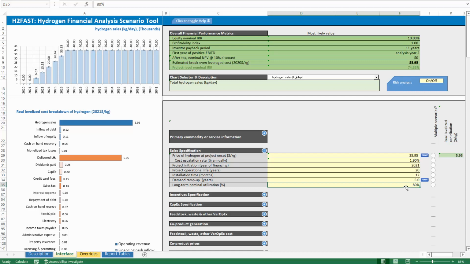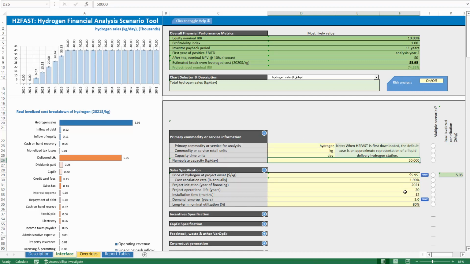And then lastly, what is the actual throughput once the demand is saturated? You rarely achieve 100% throughput. You're going to need time for maintenance cycles. You're going to have some availability factor. In this example, we showed that nameplate capacity is 50,000 kilograms per day, but the long-term utilization yields, we've said that it's 80%. So in that case, in future years, the demand is going to achieve 40,000 kilograms per day and not 50,000 kilograms per day.